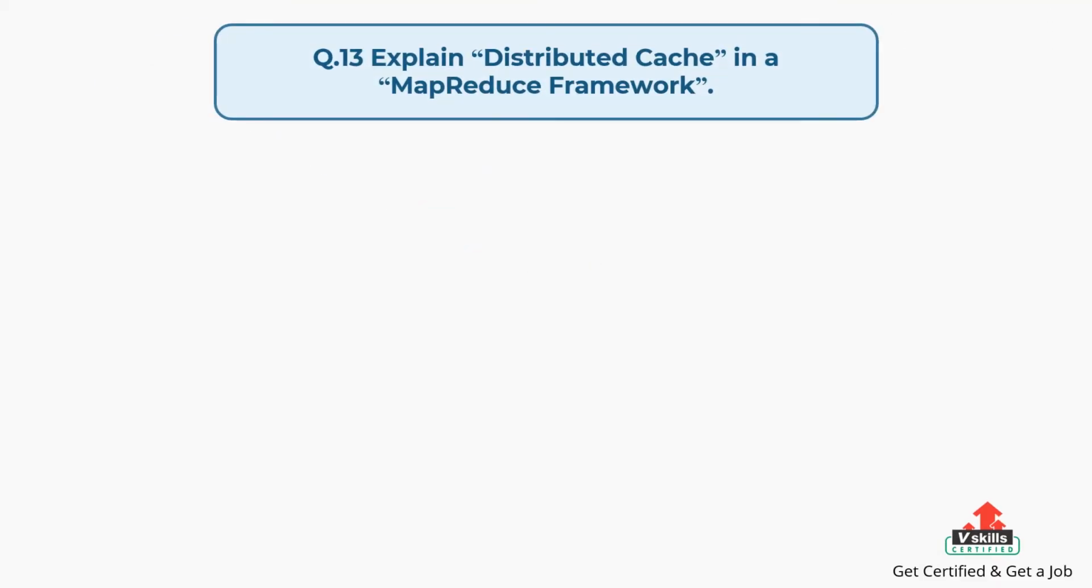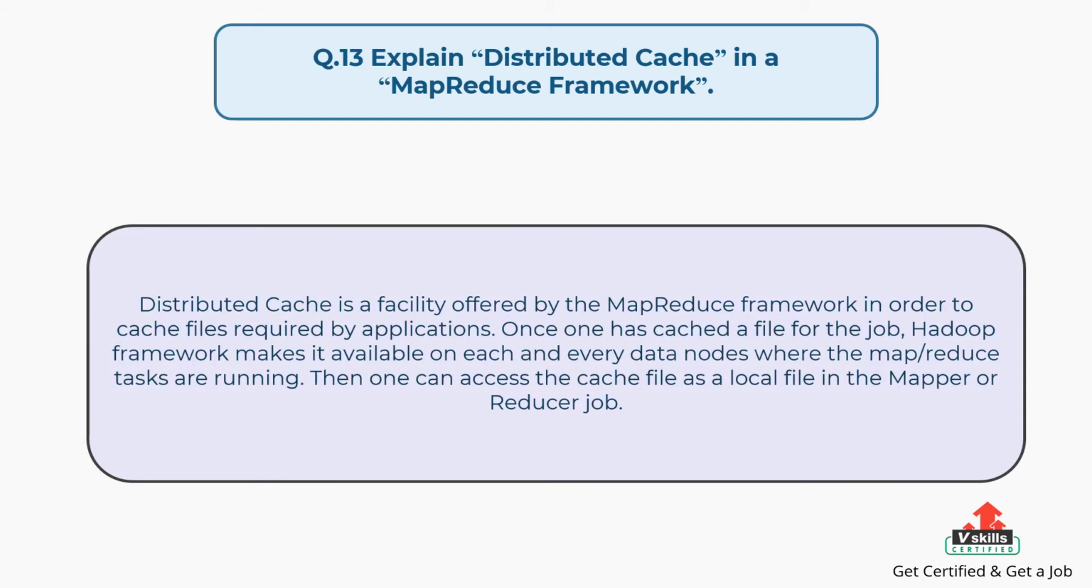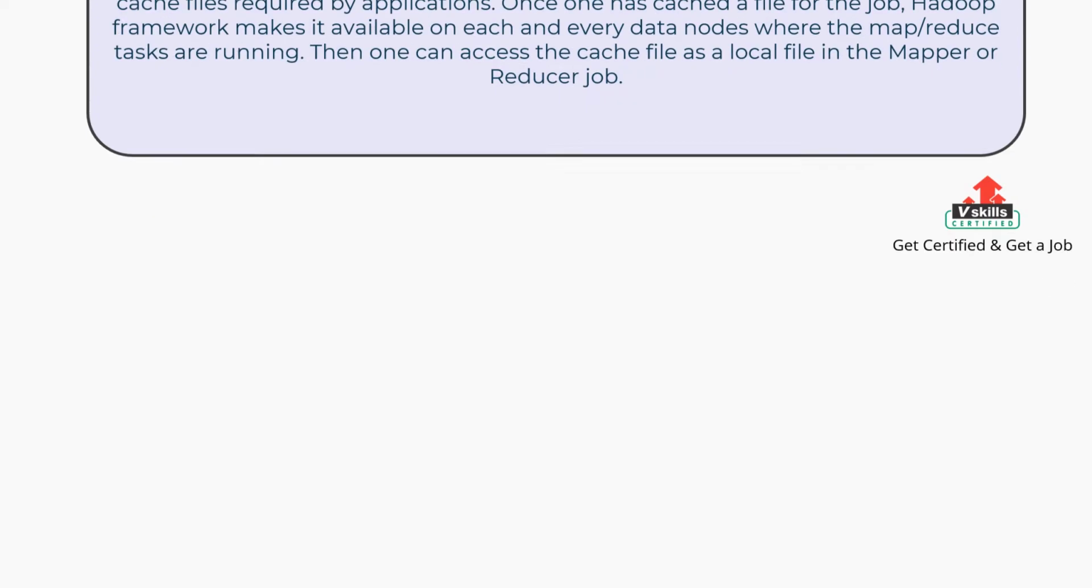Question number 13. Explain distributed cache in a MapReduce framework. The answer is, distributed cache is a facility offered by the MapReduce framework in order to cache files required by applications. Once one has cached a file for the job, Hadoop framework makes it available on each and every data node where the map or reduce tasks are running. Then, one can access the cache file as a local file in the mapper or reducer job.